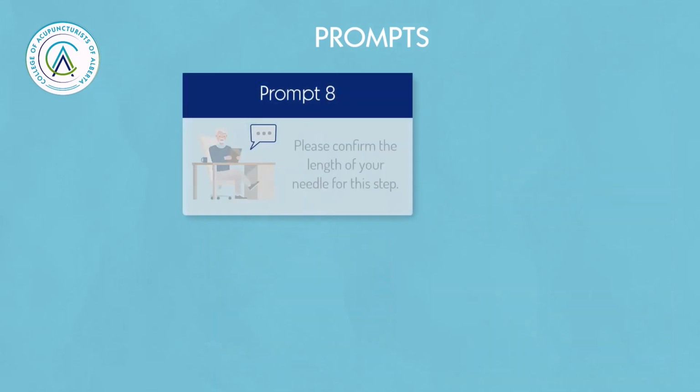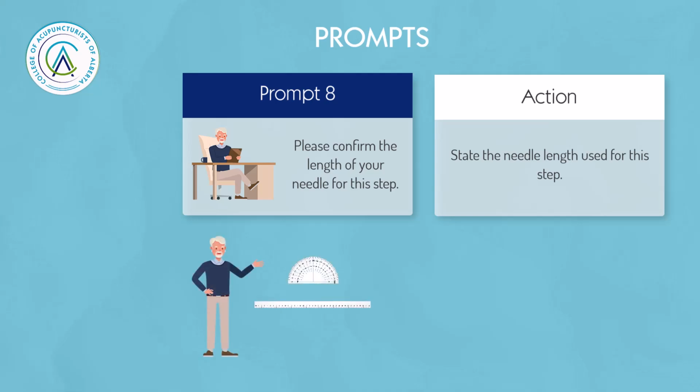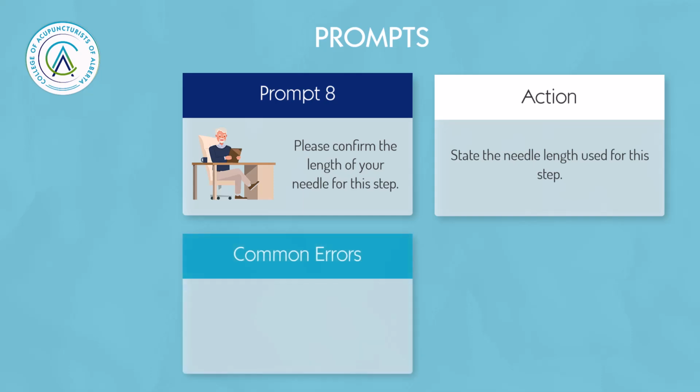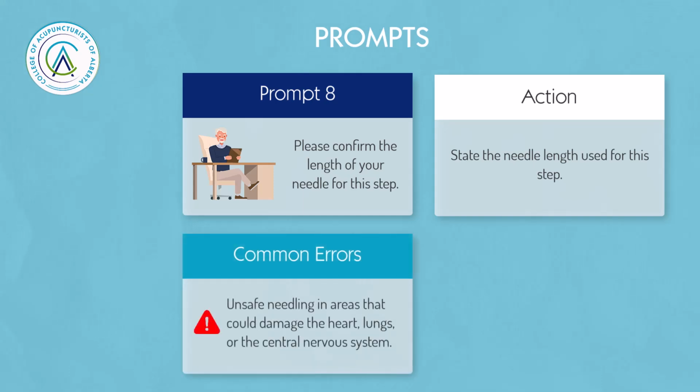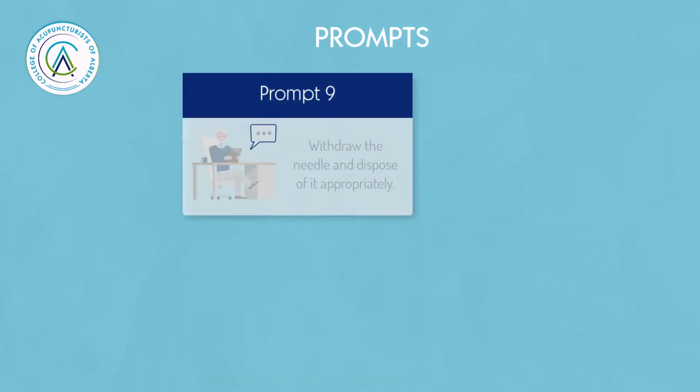Prompt: please confirm the length of your needle for this step. Action: state the needle length used for this step. The examiner will use a ruler and a protractor to confirm the needling depth and angle. Critical error: unsafe needling in areas that could damage the heart, lungs, or the central nervous system is considered a critical error. Prompt: withdraw the needle and dispose of it appropriately.